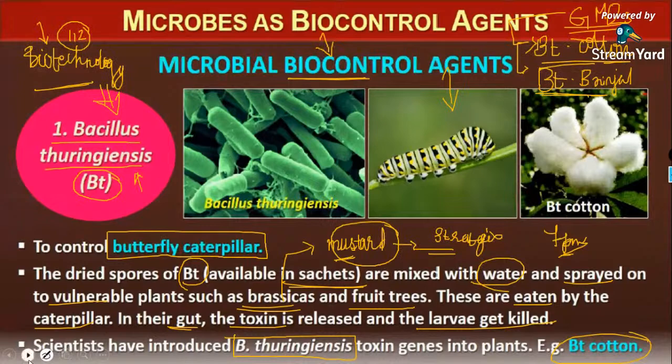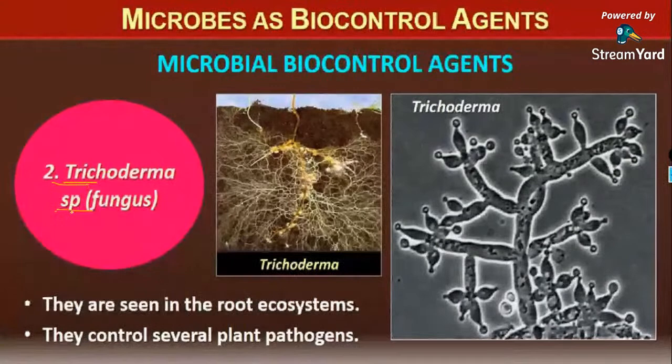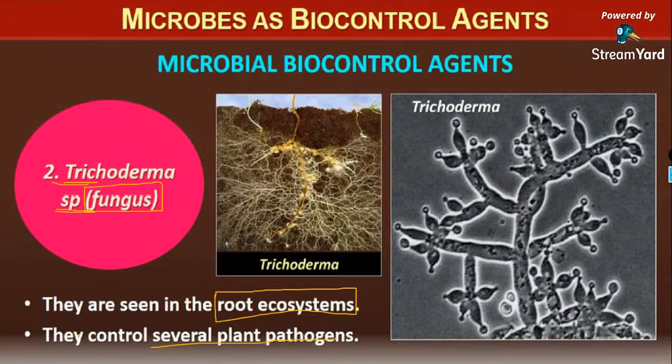Second one is the Trichoderma species, which is not actually a bacteria, it is actually a fungus. I have already told you when we began this chapter that microbe doesn't mean only bacteria. It can be a fungi, virus, protozoan, or a bacteria. Trichoderma species are seen in the root ecosystem. They control several plant pathogens. They also act as a biocontrol agent, which can control several plant pathogens.